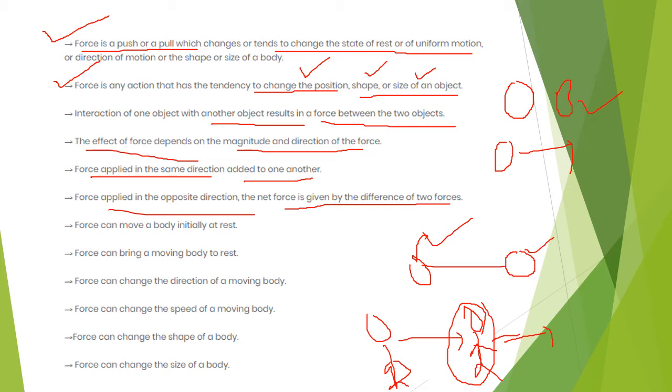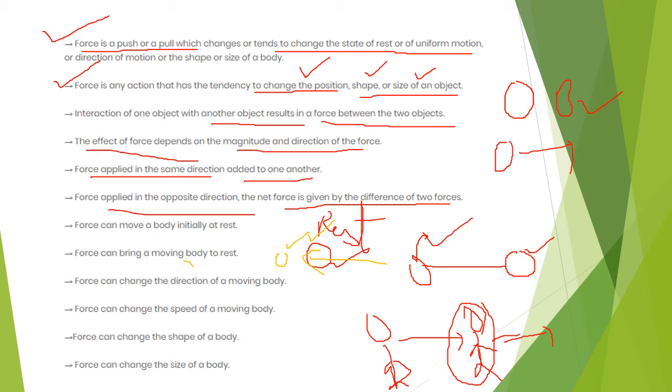Force can move a body initially at rest. For example, this is a ball kept at one place. If some person kicks it, what happens? When the ball is kept at one place, that is called rest. Rest means it is at one position, not in motion. But when someone comes and hits this ball, what happens? This ball will slightly move forward. So it will come into motion. So force, what can it do? It can make a body come to rest as well as it can make a body move.